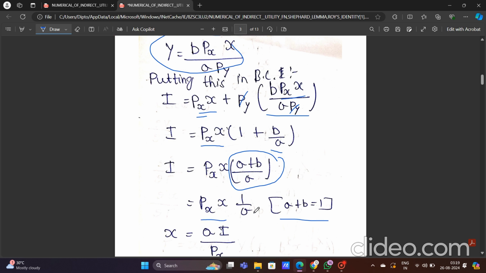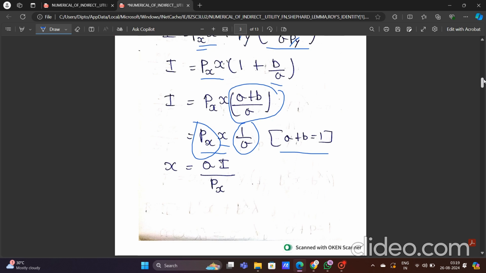So from this equation, if we want to find out the value of x, by taking this 1 by a on the left hand side and the px on the left hand side, only the x will remain on one side and we will have the value of x. So this is the value of x, a into I divided by px.